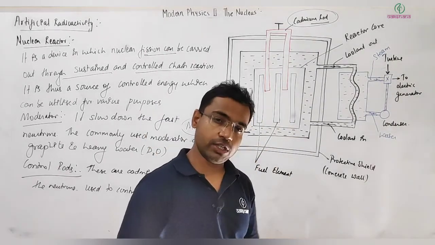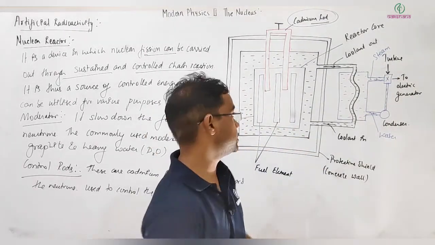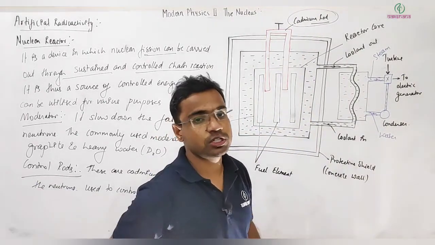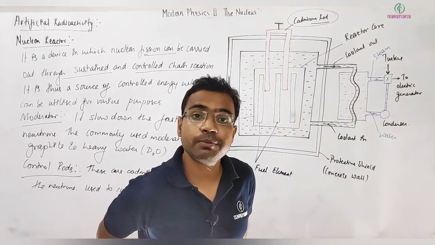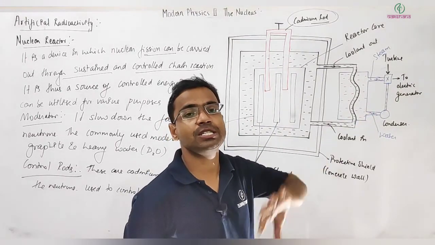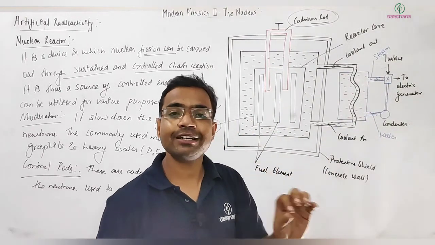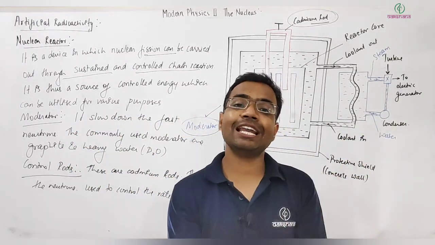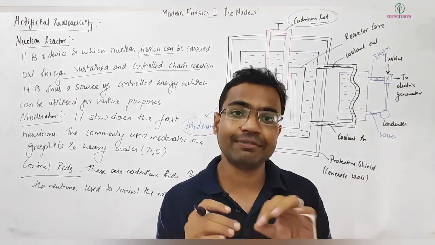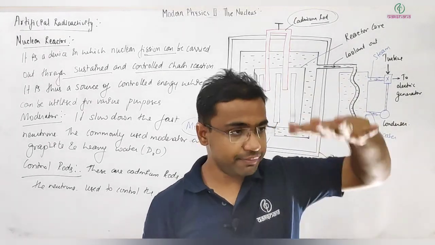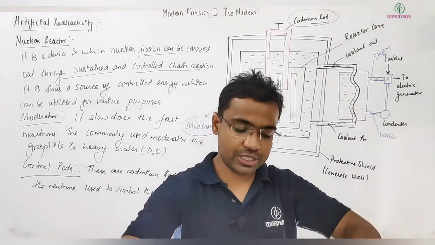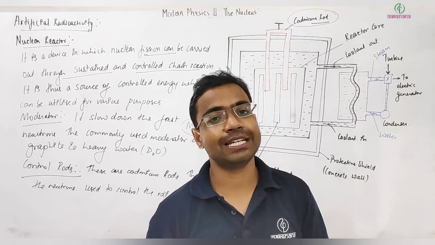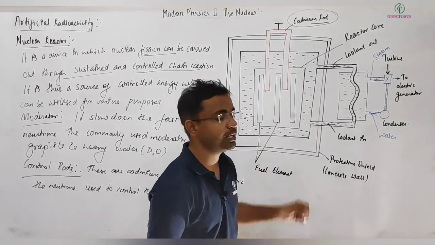If we want to increase the reaction rate, we will pull these cadmium rods up. In that case, most of the available neutrons will participate in the fission process, and the reaction will start accelerating. For accelerating, we don't have to do anything from outside, because the chain reaction by itself is an accelerating chain reaction. If we insert the cadmium rods, then we are taking out the neutrons which are responsible for the fission. That way we are controlling the rate of the reaction.